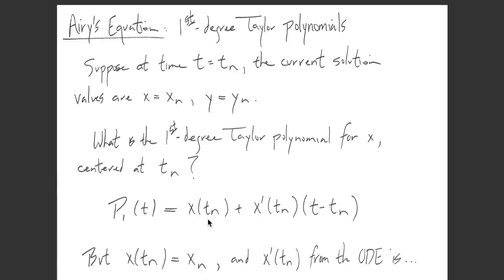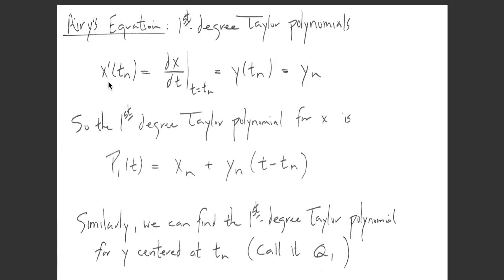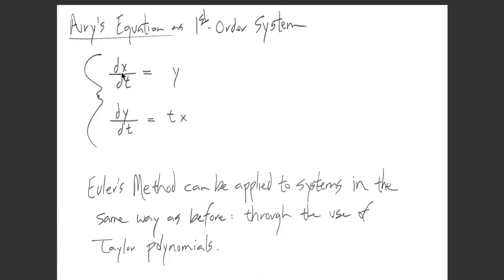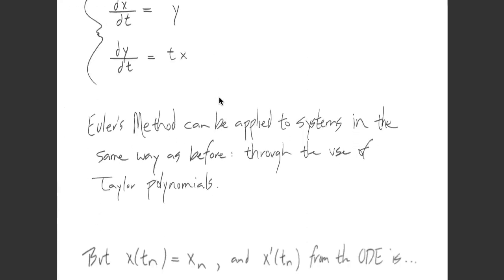So the process is to find out what these values are, x of t sub n and x prime of t sub n. But x of t sub n is just x sub n. That's because we're essentially assuming that at time t sub n we've computed what x is. It's x sub n. And x prime of t sub n we can get from the ODE again. So this is similar to the process we've seen before. Remember, our ODE said that x prime is equal to y. I'm going back, in other words, to this: the derivative of x is equal to y.